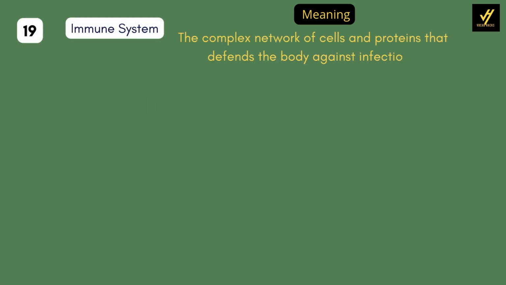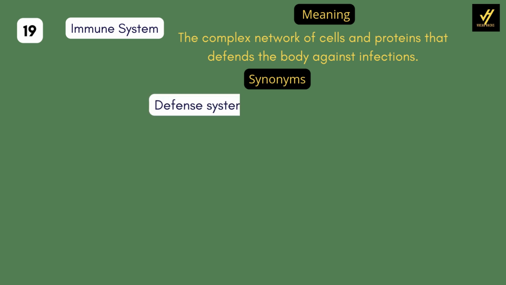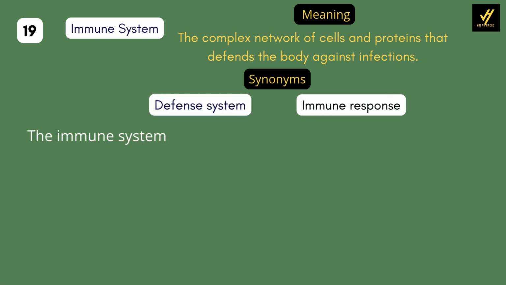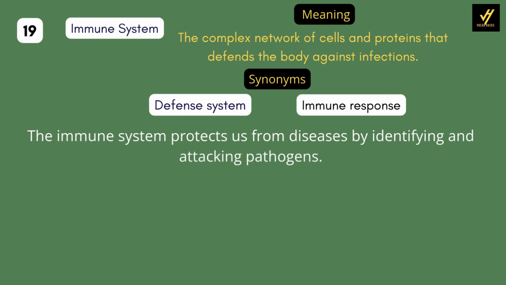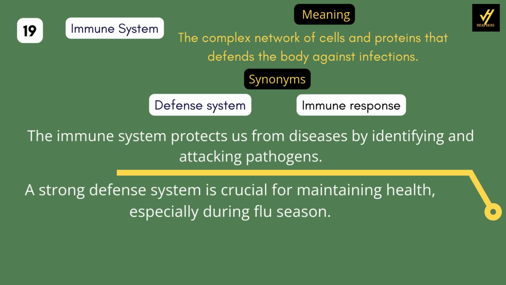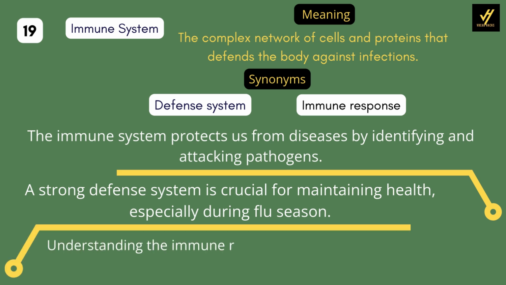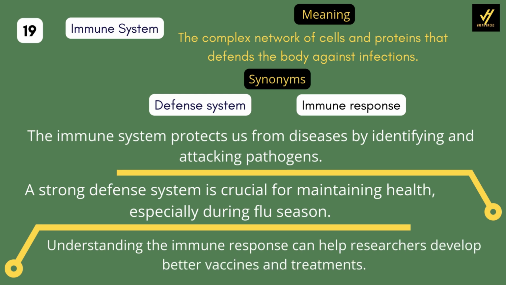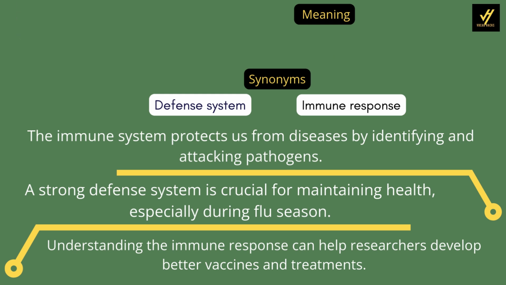Immune system, the complex network of cells and proteins that defends the body against infections. Defense system, immune response. The immune system protects us from diseases by identifying and attacking pathogens. A strong defense system is crucial for maintaining health, especially during flu season. Understanding the immune response can help researchers develop better vaccines and treatments.